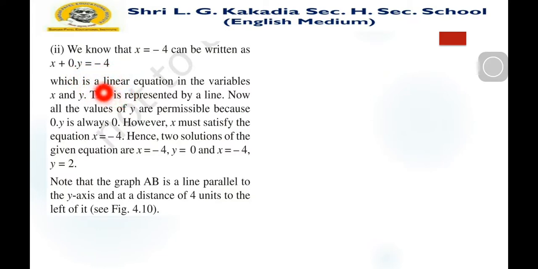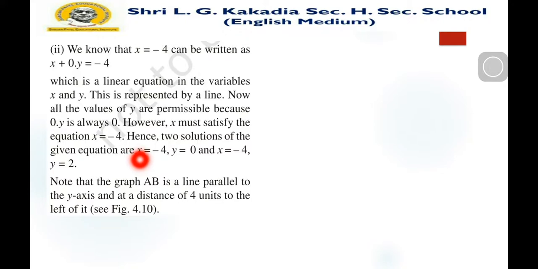For that we find some values of x and y and draw a line in the Cartesian plane, which is a linear equation in the variables x and y. This is represented by a line. Now all the values of y are permissible because 0 into y is always 0, as you know. However, x must satisfy the equation, so we take the value of x such that LHS and RHS are equal. Hence, two solutions of the given equation are x is equal to minus 4, y is equal to 0, and x is equal to minus 4, y is equal to 2.